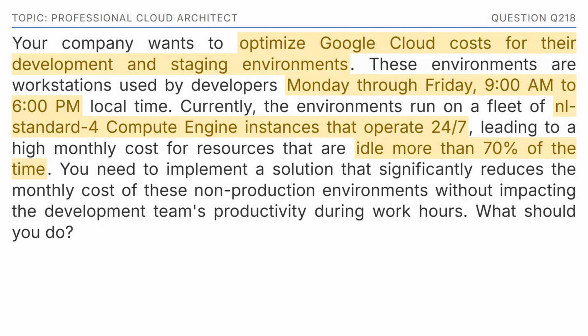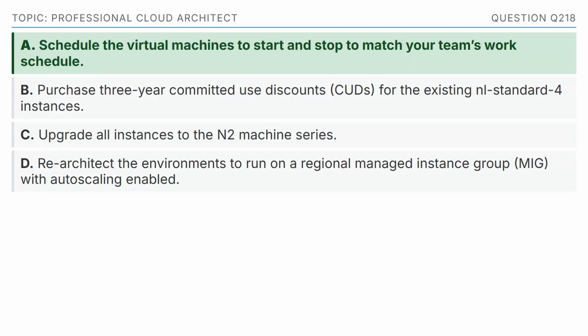To arrive at the correct answer, we focus on the keywords: optimize Google Cloud costs for their development and staging environments, Monday through Friday, 9 a.m. to 6 p.m., N1 standard for Compute Engine instances that operate 24/7, idle more than 70% of the time. The correct answer is option A. Schedule the virtual machines to start and stop to match your team's work schedule.